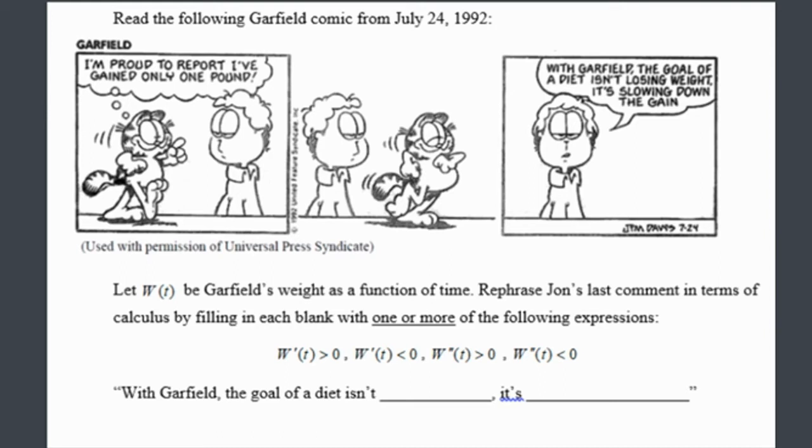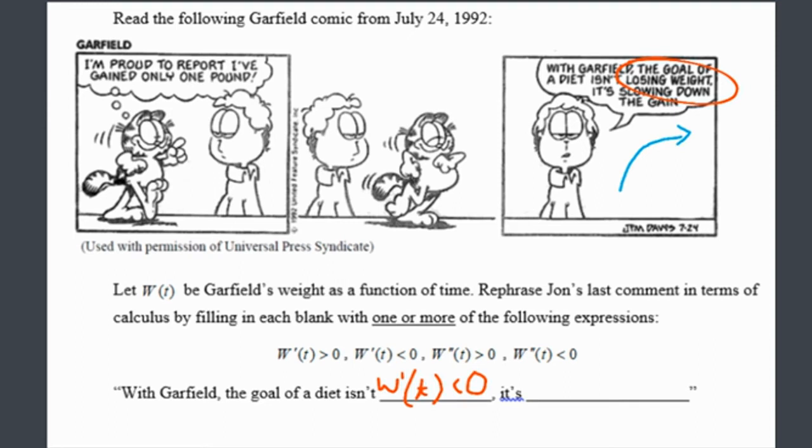So if we think about John's statement that the goal isn't losing weight, then the goal isn't that the graph would be decreasing. In other words, that the goal isn't that the derivative is less than 0. The goal, rather, is to slow down the gain. Now, if you think about slowing down the gain, we're talking about a graph that has a particular concavity. So to slow down the gain would be a graph that is actually increasing, but it's, of course, slowing down. In other words, it's concave down.